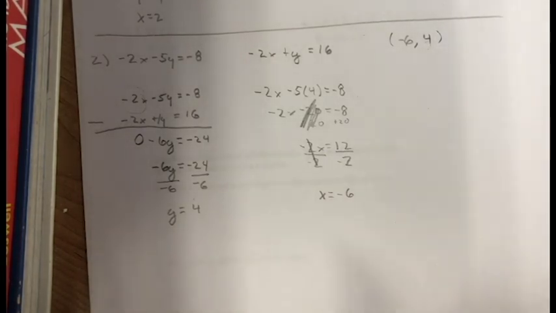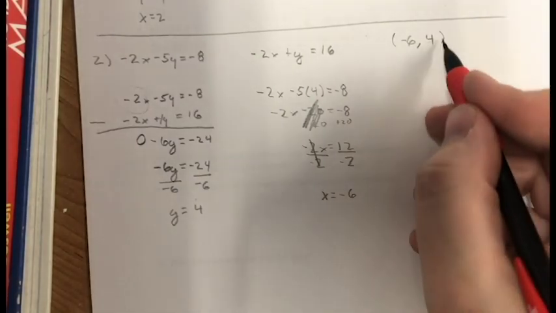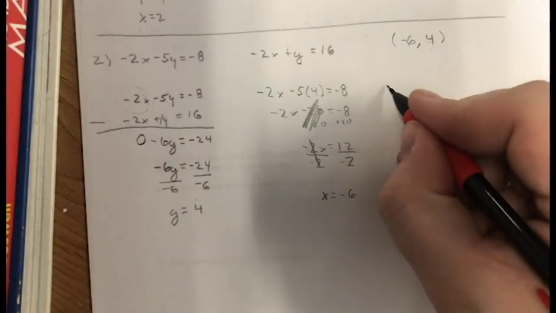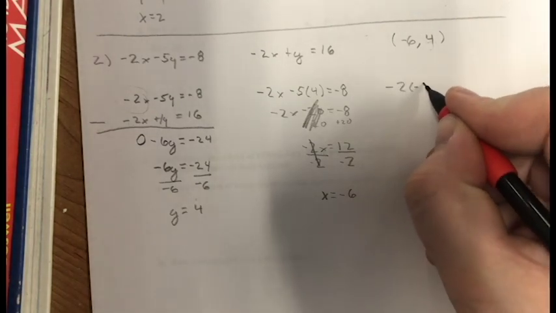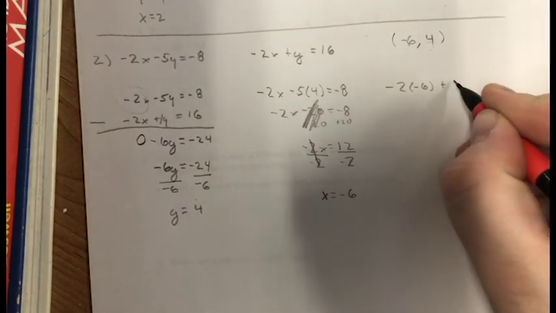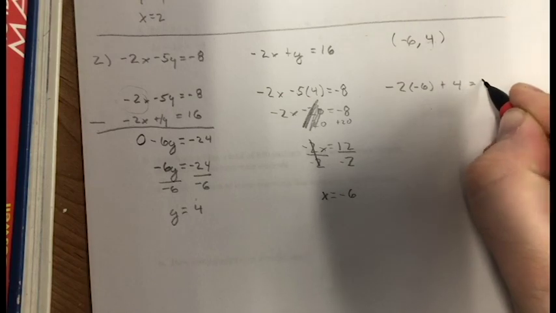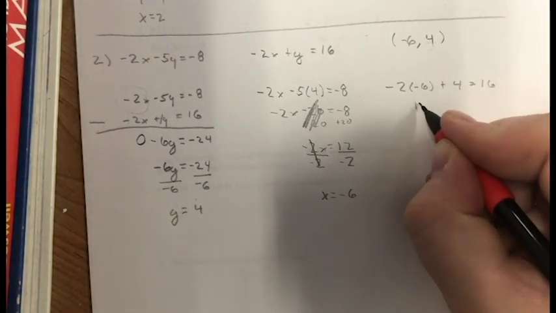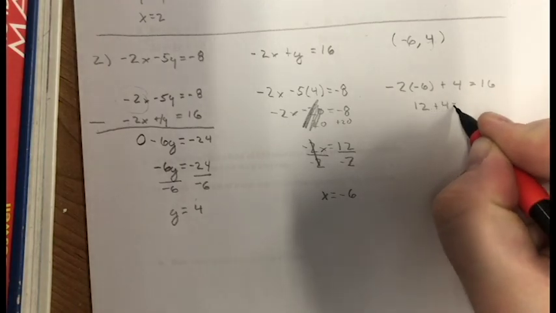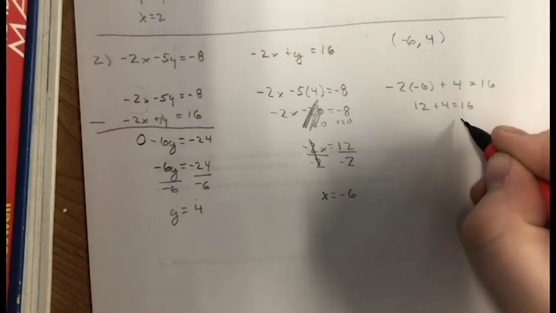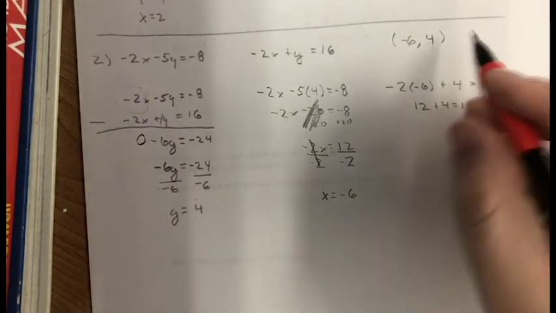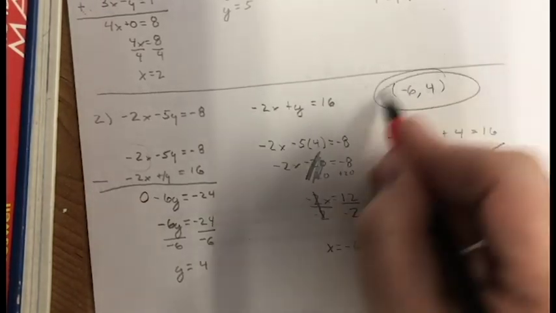So we need to verify, is this correct? So let's find out. We plug it back into our original equation. We'll use the second one this time. Negative 2 times negative 6 plus a positive 4 equals 16. Negative 2 times negative 6 is 12 plus 4 is equal to 16. Is this a true statement? Yes, 12 plus 4 does equal 16. So our answer is correct.